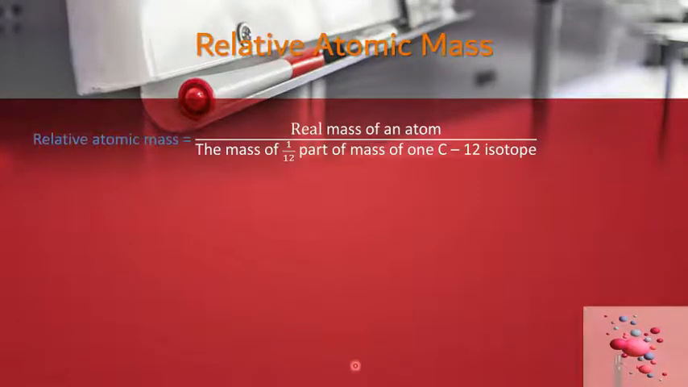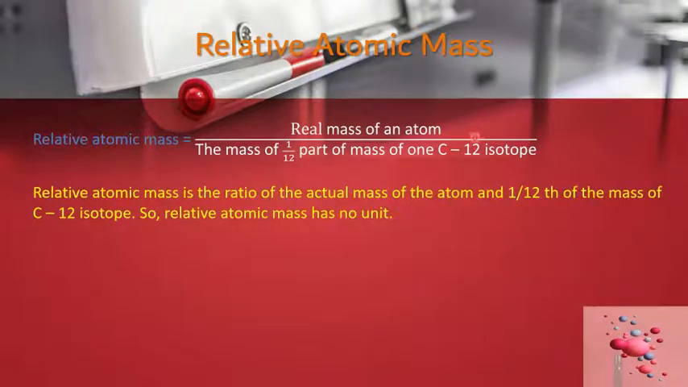Now, relative atomic mass. Relative atomic mass equals the real mass of an atom divided by the mass of 1/12 part of the mass of one carbon-12 isotope. So this is the ratio of two masses. The relative atomic mass is the ratio of two masses. So the relative atomic mass has no unit because the ratio of two masses has no unit.